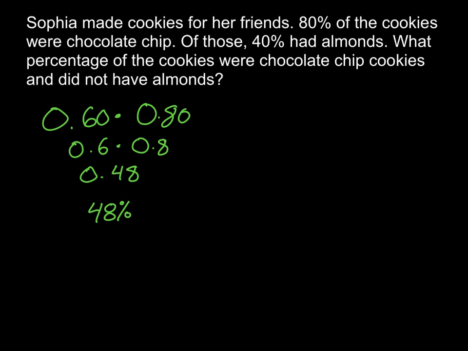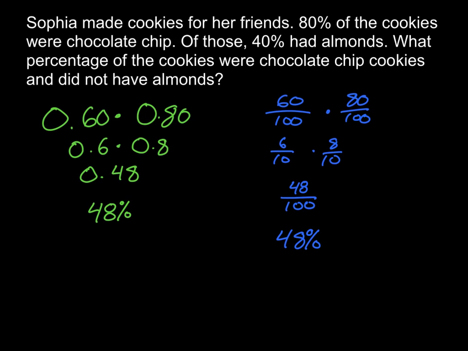Okay, now I'll show you how to do it with fractions. I set it up in the same way with the upside down triangle again. I did 60 100ths times 80 100ths. Again, I'm looking at 60% of 80%. Simplified that to 6 tenths times 8 tenths, and then multiplied across. 6 times 8 is 48, 10 times 10 is 100, and 48 100ths is the same as 48%.